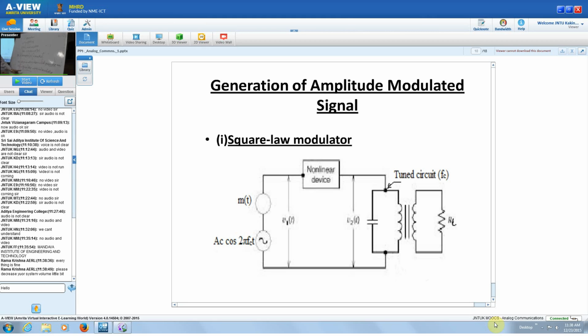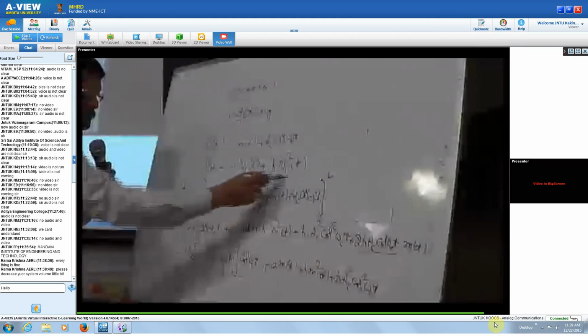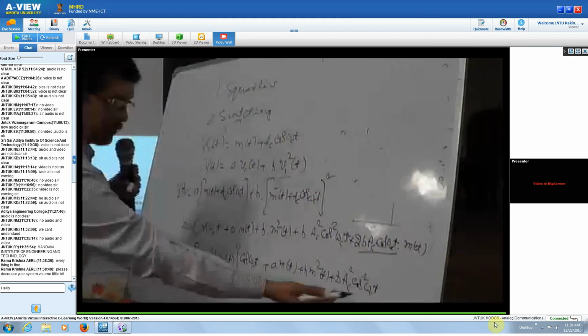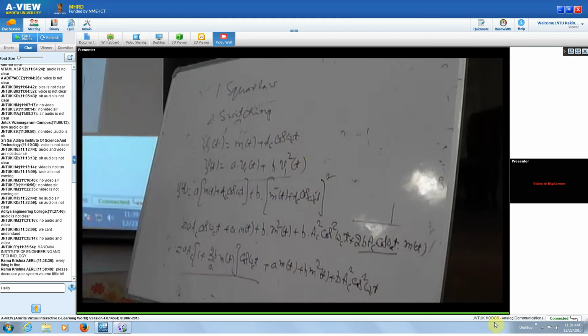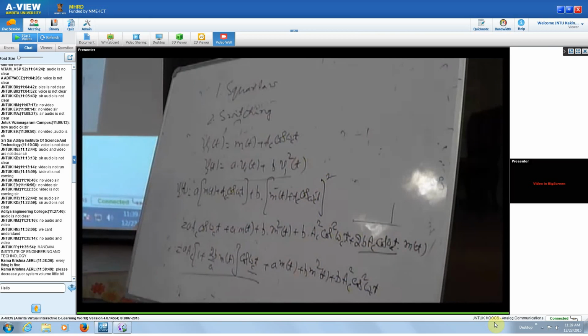Therefore, ka, the amplitude sensitivity of your modulator, is 2b/a. Given a and b, you can calculate that value. These are all the unwanted frequencies. By passing this through a tuned circuit centered around omega_c, we can eliminate all other frequency components.